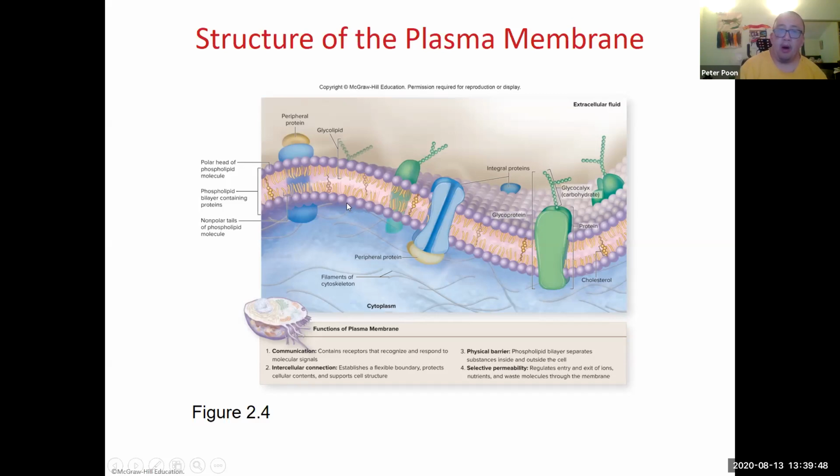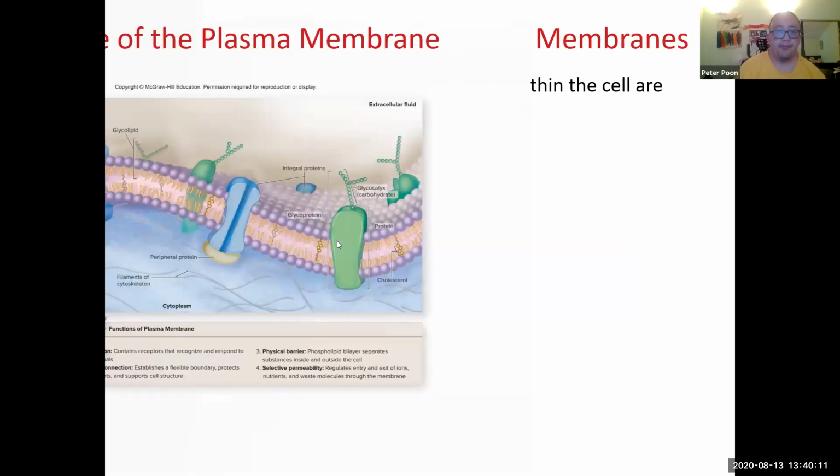If you look at the balls, they have two little tails that stick out of them. The tails are hydrophobic, which means they do not like water, which means there's a boundary from one side to the other. So it's very hard for something that's hydrophilic to move from this side to that side.